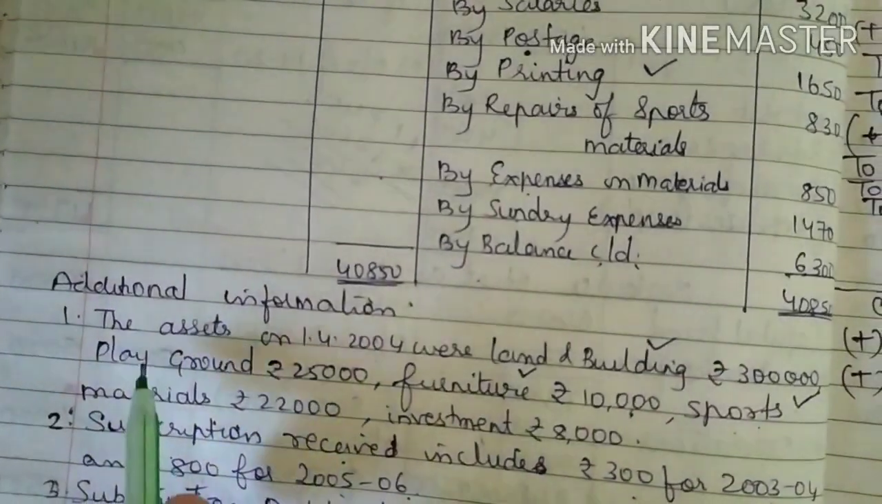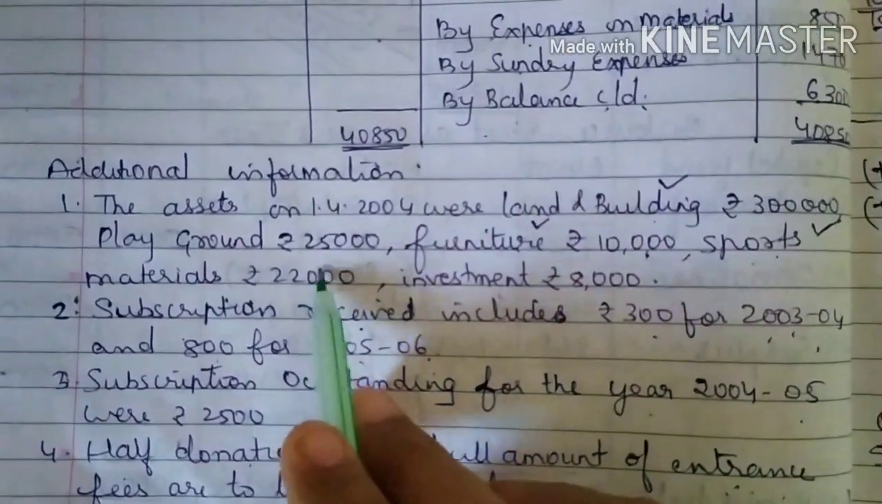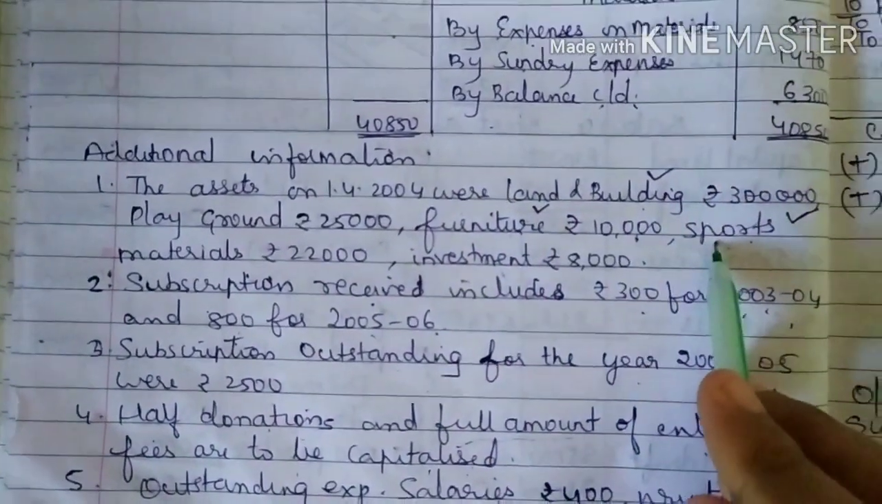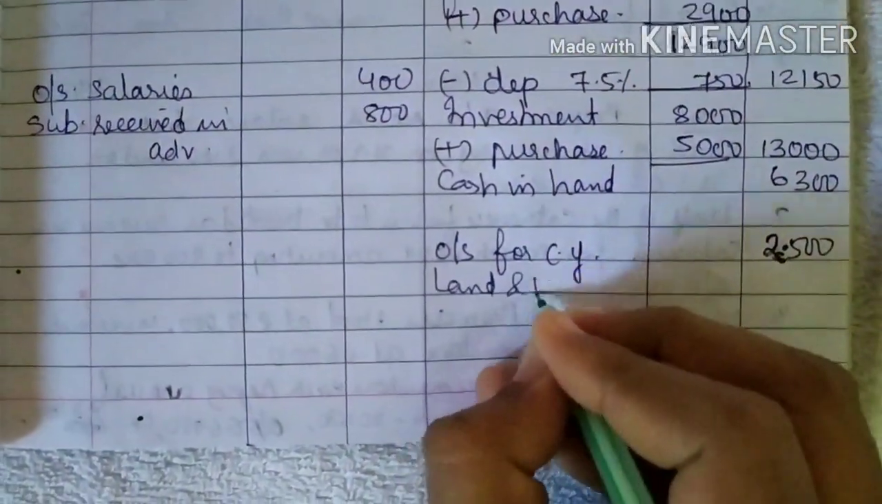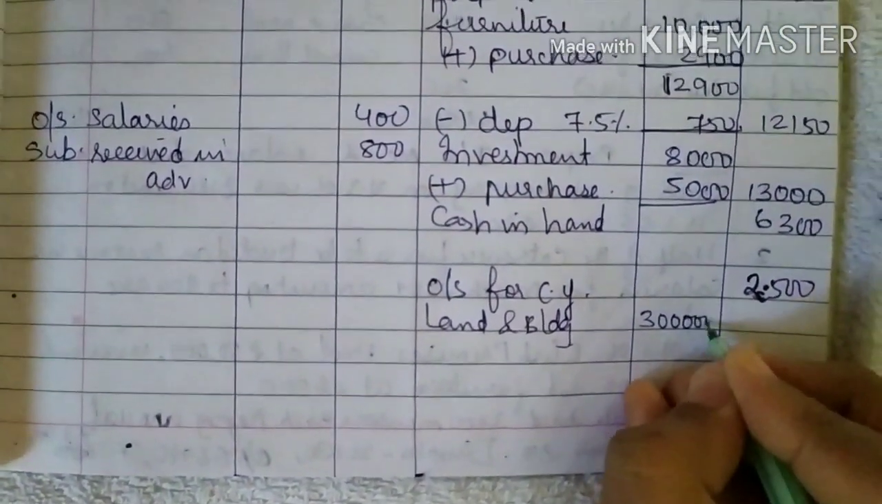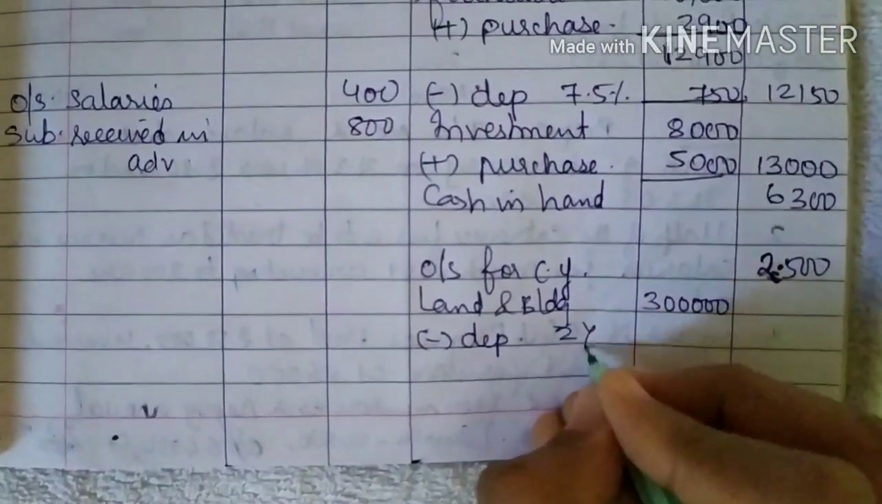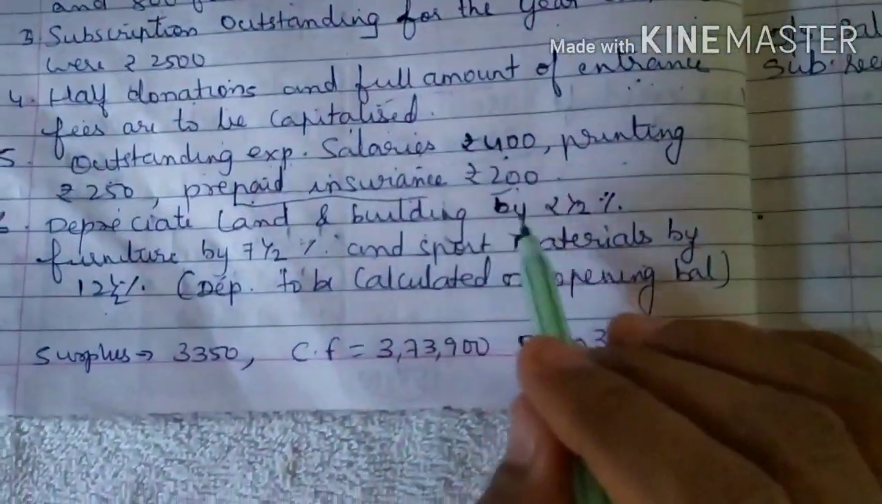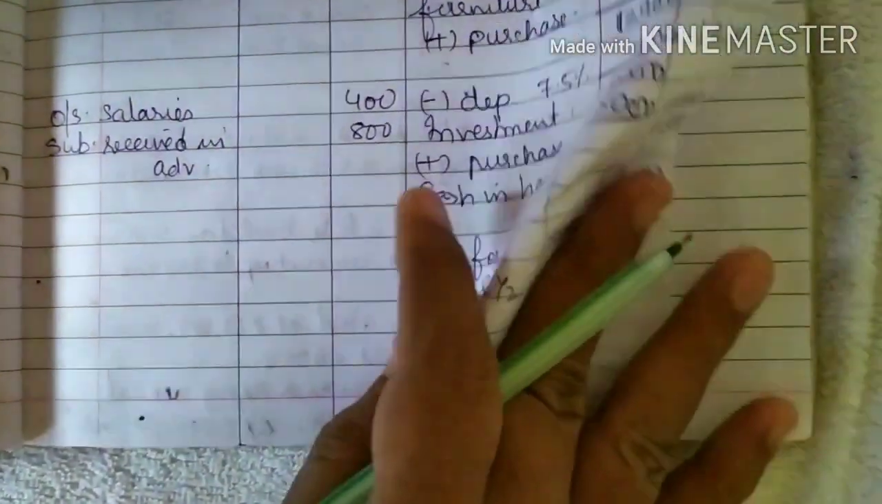That is the assets, where land and building, playground, furniture we have written, sports material we wrote, investment we have written. So land and building is missing. So write land and building in the asset side, which is 3 lakh rupees. On this you have a depreciation of 2.5%. You can see here, depreciate land and building by 2.5%. So we'll calculate.